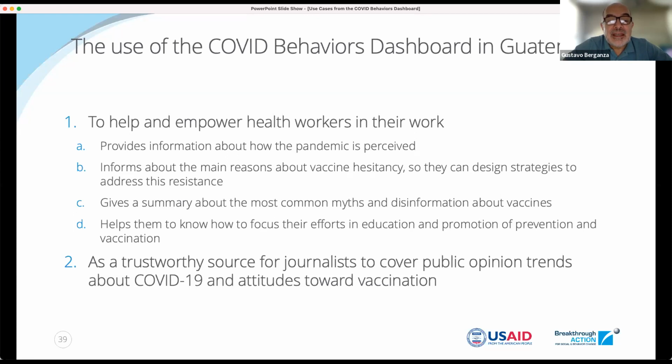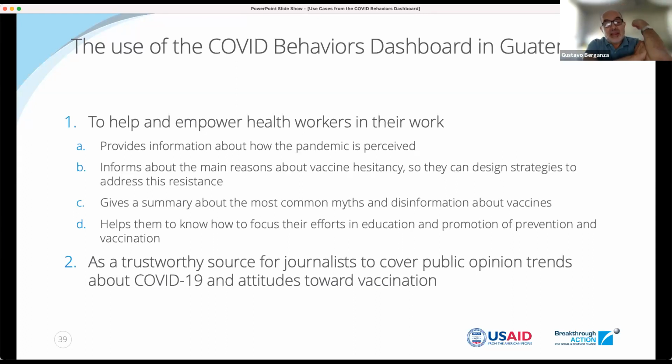We also give them information about what the main issues are regarding the resistance to vaccination. As my predecessors have told, there are issues that come with myths and disinformation, but there are also issues that come with the accessibility of the vaccination centers. So in that way, they can design strategies to address this resistance, this absence from the vaccination centers.